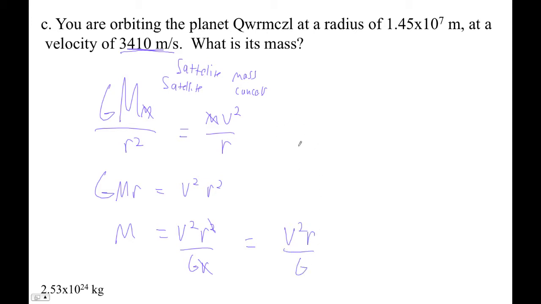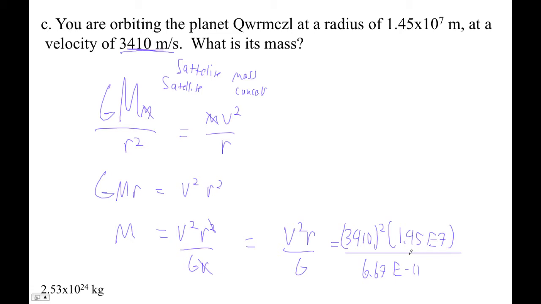So now let's plug those numbers in, right? 3410 squared times 1.45 E7, divided by 6.67 E minus 11. Somehow this has got to have the units of kilograms too, which is fascinating to me. How does it have the units of kilograms? We'll figure this out, but let's do this first. So v squared r, so let's go 3410 squared times 1.45 E7 divided by 6.67 E negative 11.